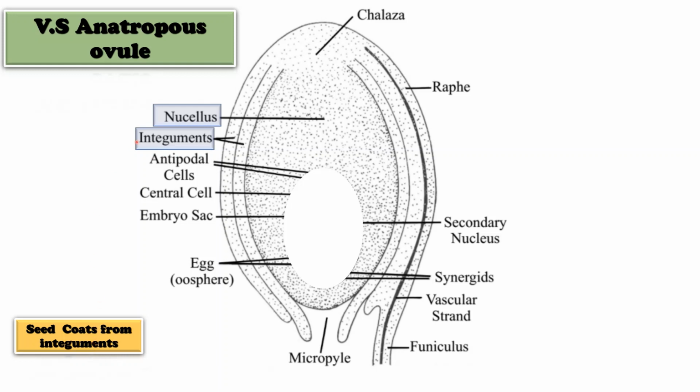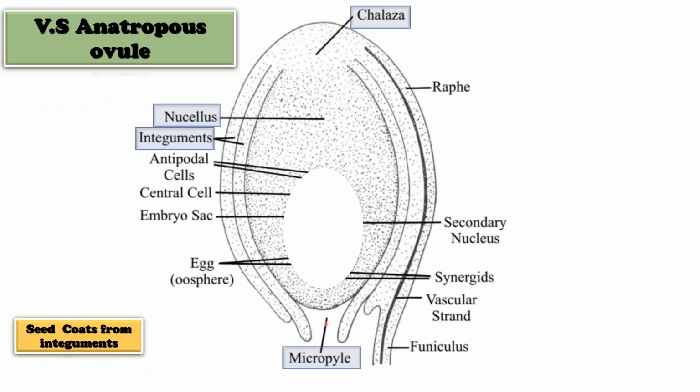This is a point from where the integument starts. It is called chalaza. These integuments leave a small opening called micropyle. During the process of fertilization, pollen tube may enter through this micropyle.